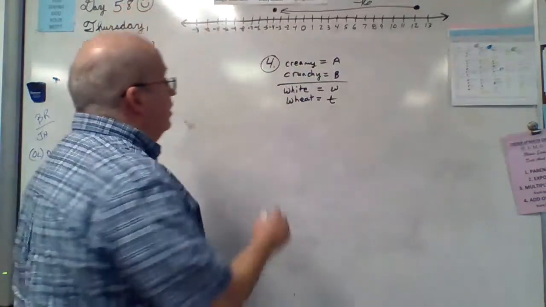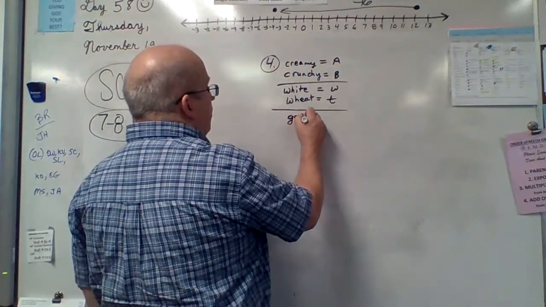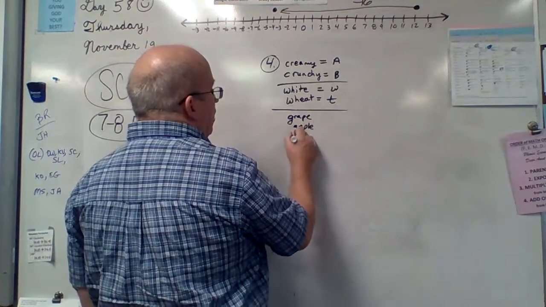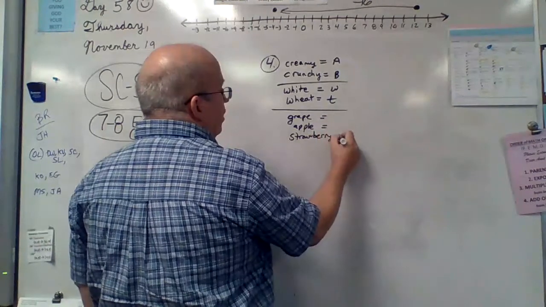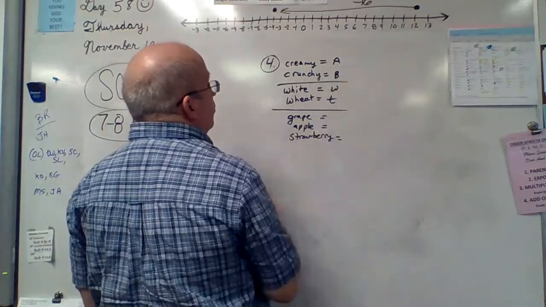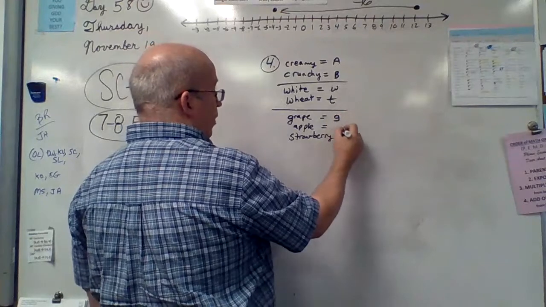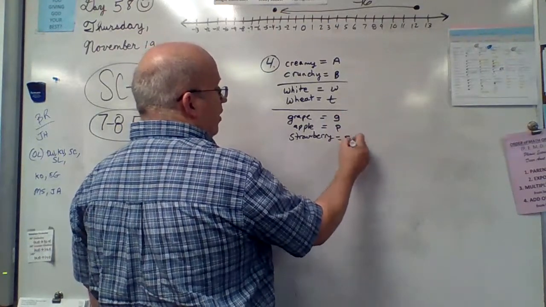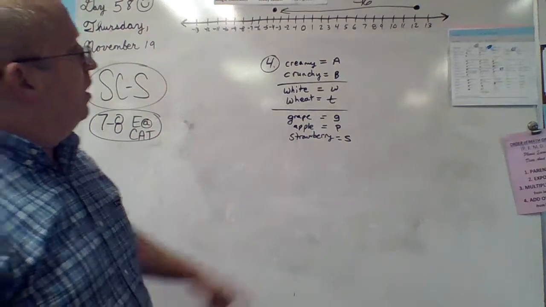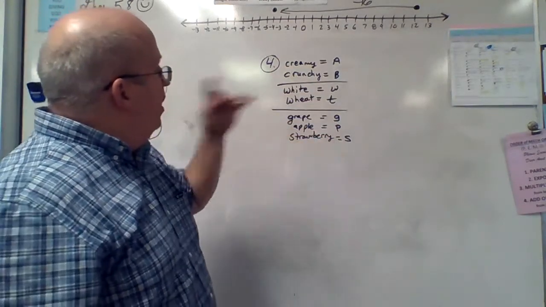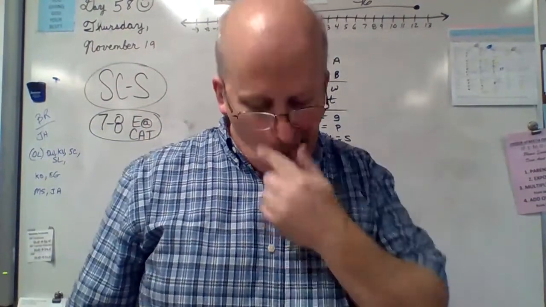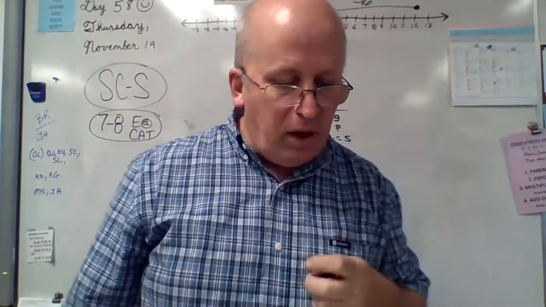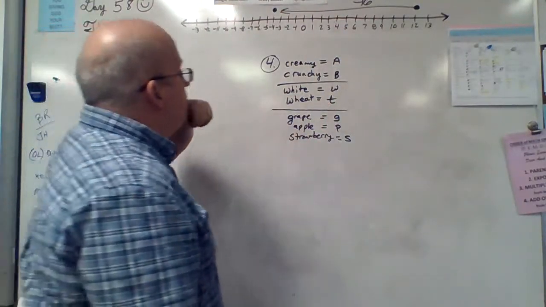Okay. And what else do I know? I've got grape, apple, or strawberry jelly. Have I used any of those beginning letters of grape, apple, and strawberry? I don't think I have. Oh wait, I've got an A up here for creamy. So what if I go G for grape, P for apple, and S for strawberry? Am I using any letters twice? No, now I've got kind of a code system where I know I'm not going to repeat myself over and over again. Okay, how many different types of sandwiches can he make?